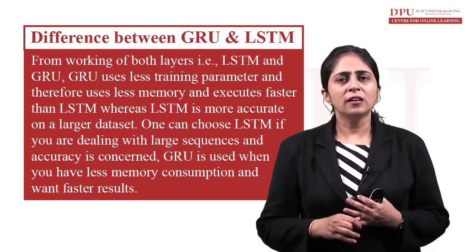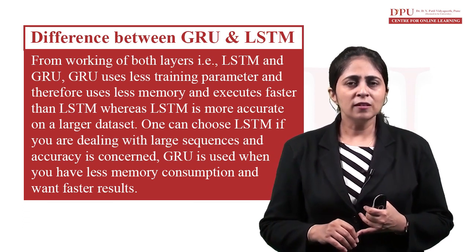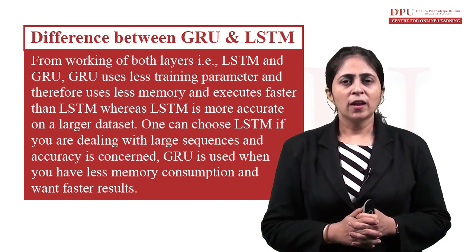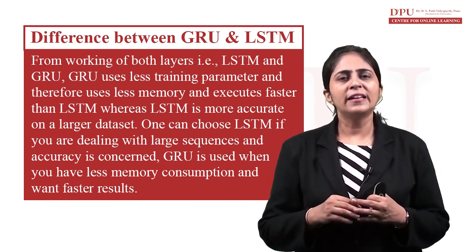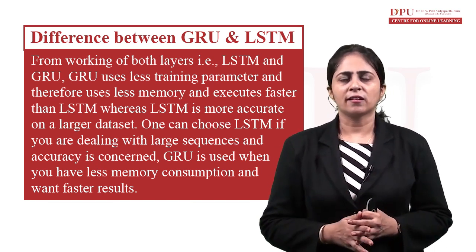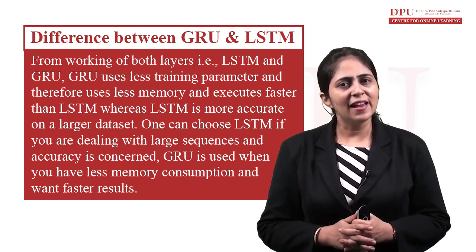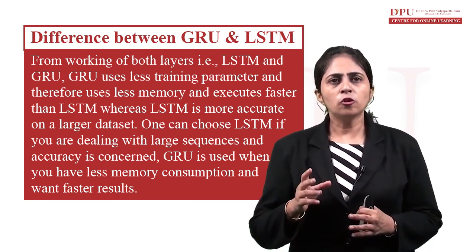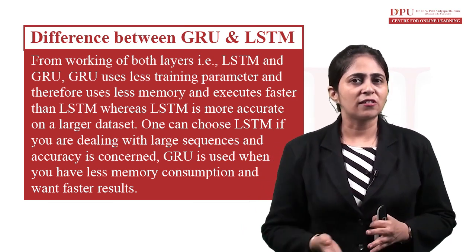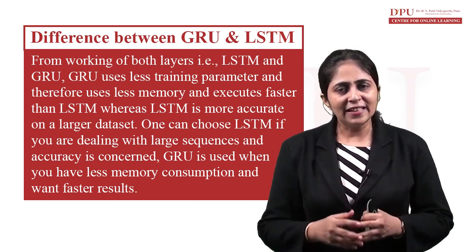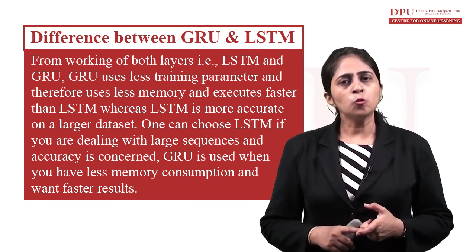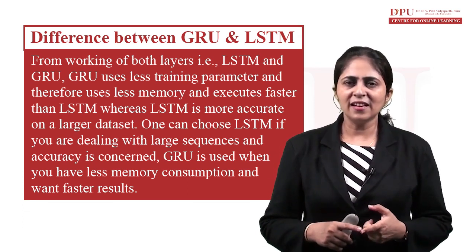Now it depends on you which network you want to use, and this will depend on the kind of application that you're applying these networks to. LSTM is used if you're dealing with large sequences of data and you want accurate results. GRU should be used when you want less memory consumption and you want the results faster. In that case, you can use a gated recurrent unit. This was about our recurrent neural network and the two variations of it, LSTM and GRU.